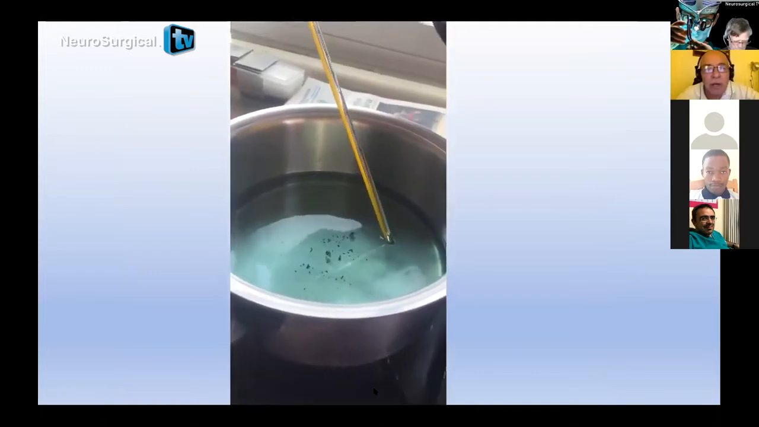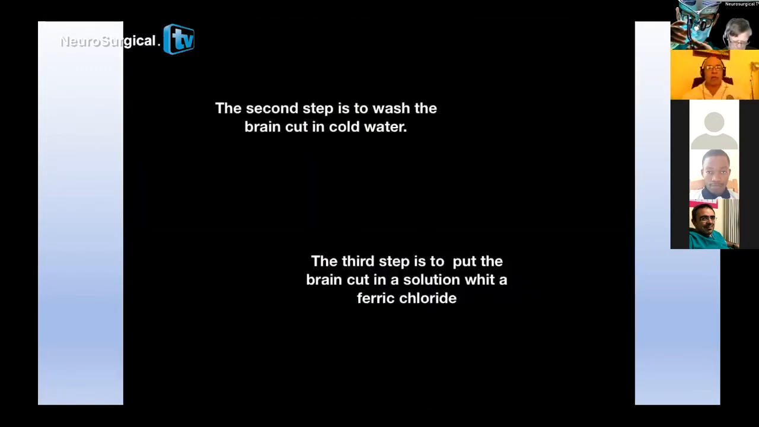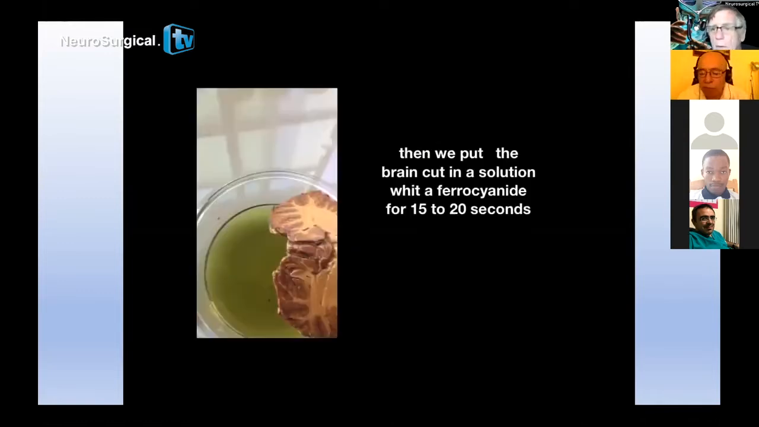We are taking the temperature in order to put the brain cut in there. The second step is to wash the brain cut in cold water. Then the third step is to put the brain cut in a solution with ferric chloride. Then we put the brain cut in a solution with ferrocyanide for 15 to 20 seconds.